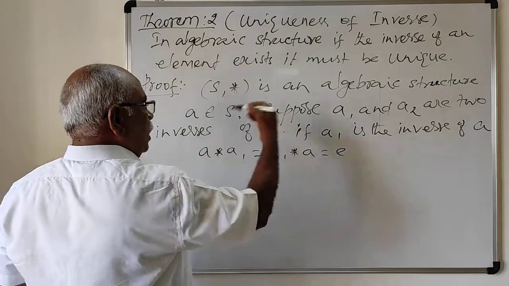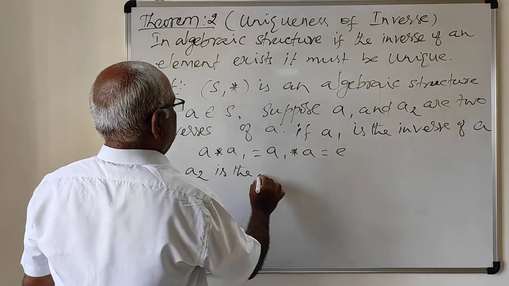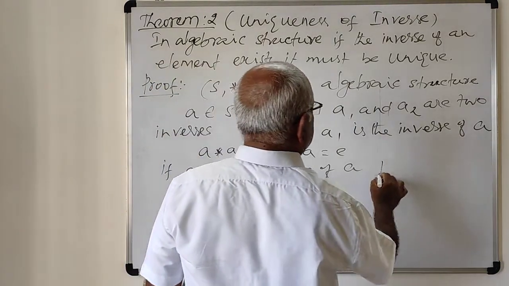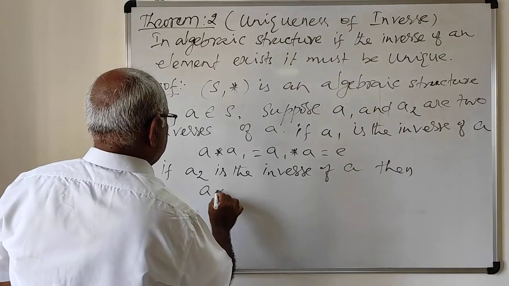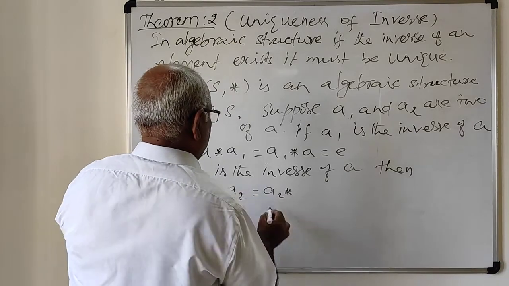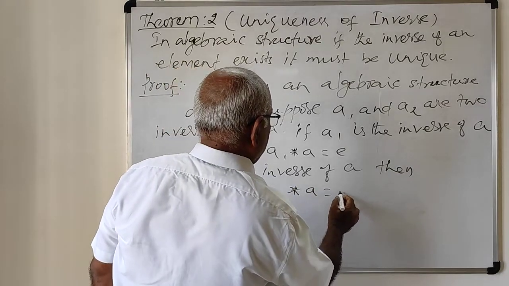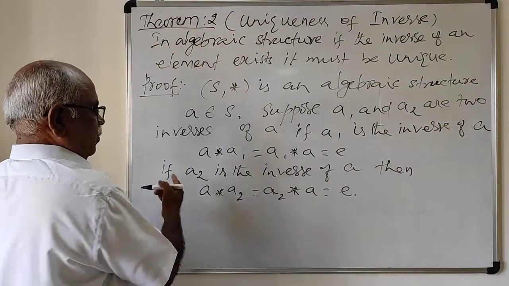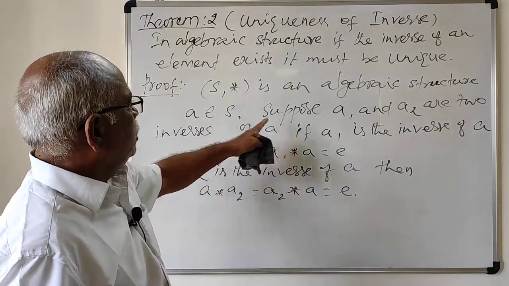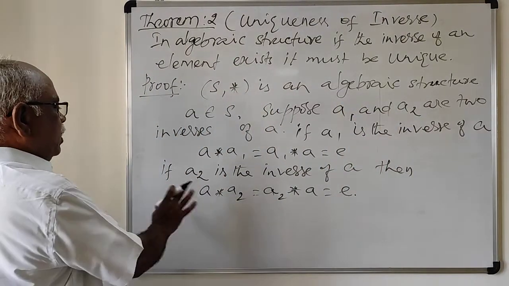Similarly, if A2 is the inverse of A, then A star A2 equal to A2 star A equal to E. Now we have to prove that the two inverses A1 and A2 are one and the same, that there is only one inverse for the element A.